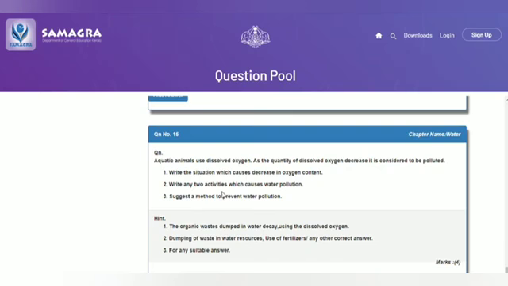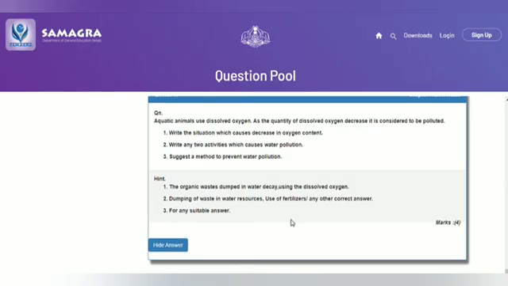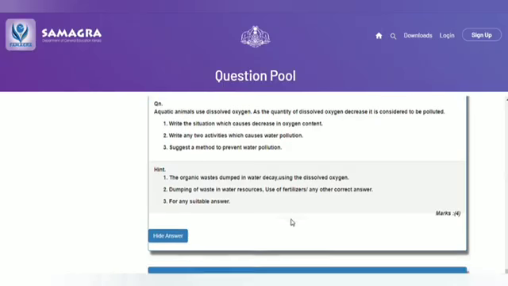Write any 2 activities which cause water pollution. Dumping of waste in water resources, use of fertilizers. Suggest a method to prevent water pollution. Avoiding the throwing of dump into the water.